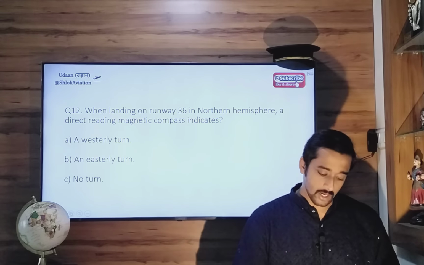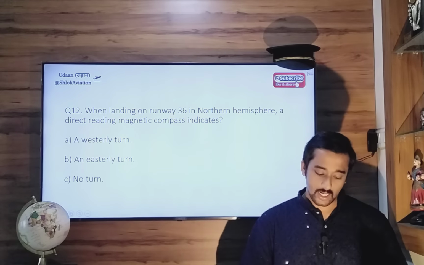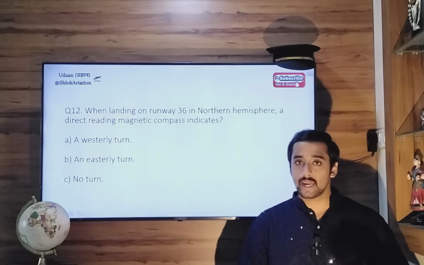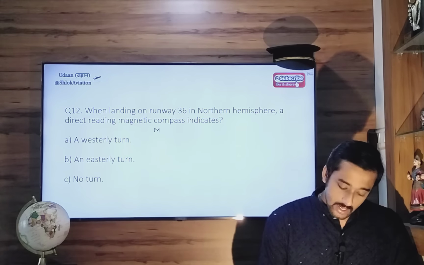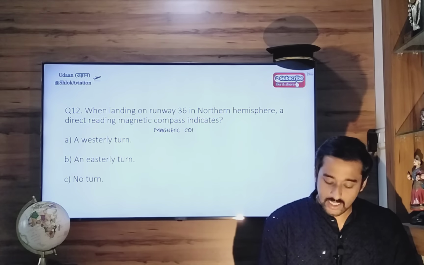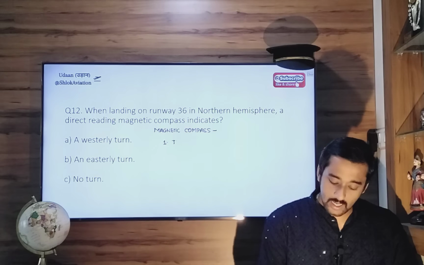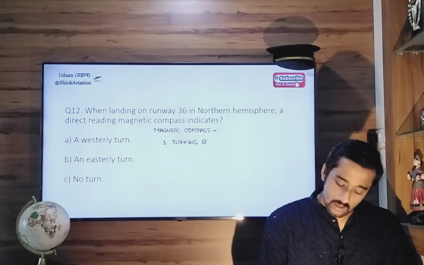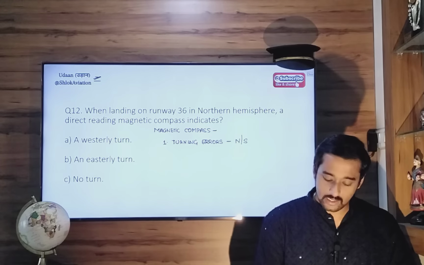Next. Question number 12. When landing on runway 36 in the northern hemisphere, a direct reading magnetic compass will indicate what? So our magnetic compass is subject to two kinds of errors. The first one, turning errors, which happen at north and south headings.